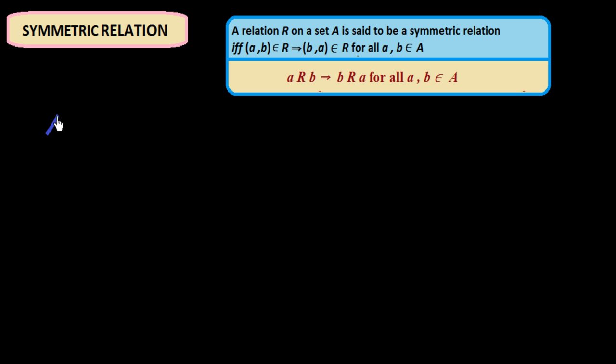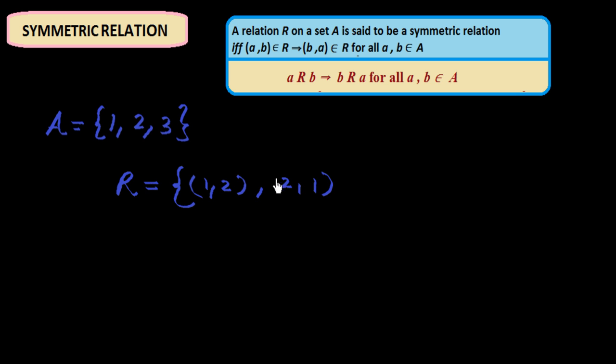If we have a set A = {1, 2, 3}, we have a symmetric relation R. It is (1, 2) and (2, 1) is there. So it is called the symmetric relation. (1, 2) and (2, 1) are here and both belong to this A. This is called the symmetric relation. So in this way we could find out the symmetric relation (1, 2) and (2, 1).